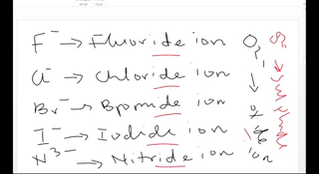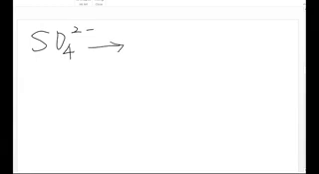Apart from this, you have other ones which you said that you also need to know their names. Now in this case, you have to be very careful. For example, we have something like this, SO4. It has a charge of 2 minus. What is the name of this? You can see, how many oxygen do you have? 4 oxygen, so it's a tetra. So this is called tetra, right? Tetra means 4. Oxygen, oxo.